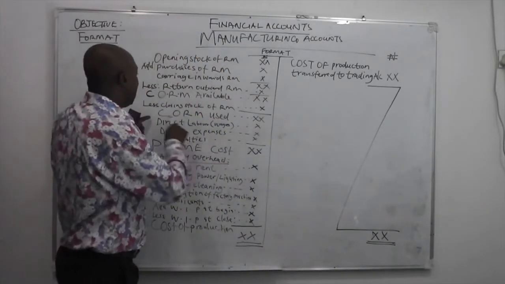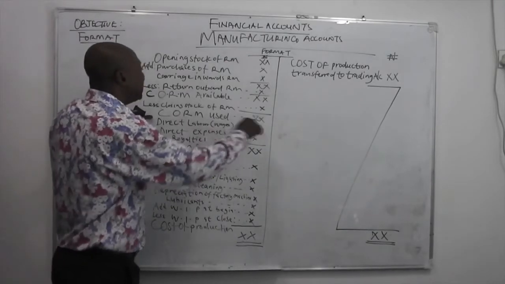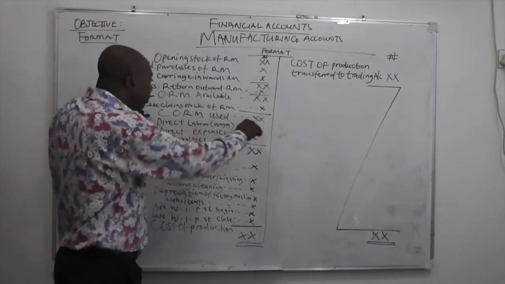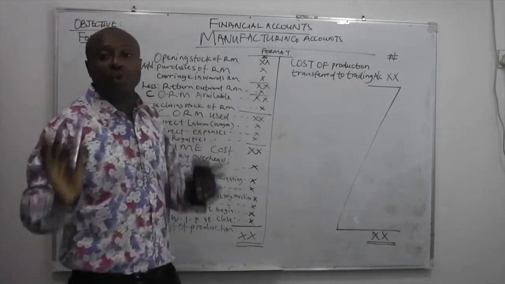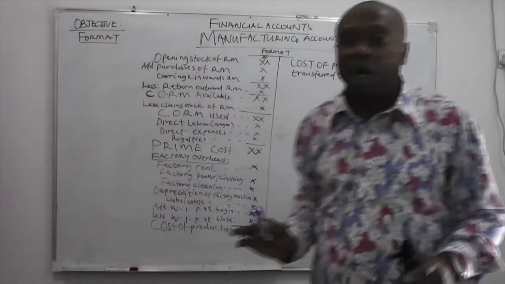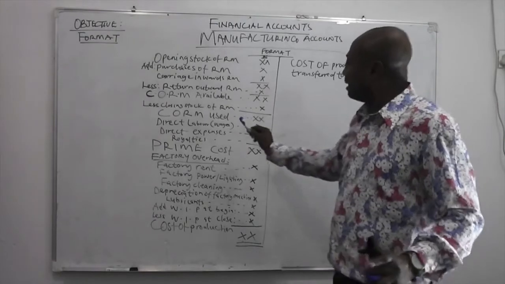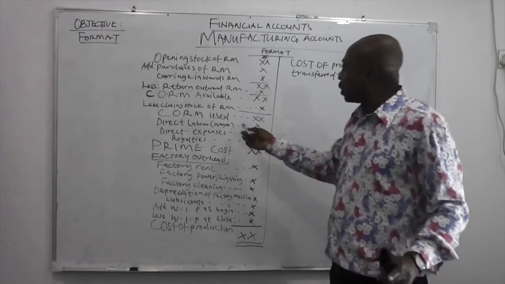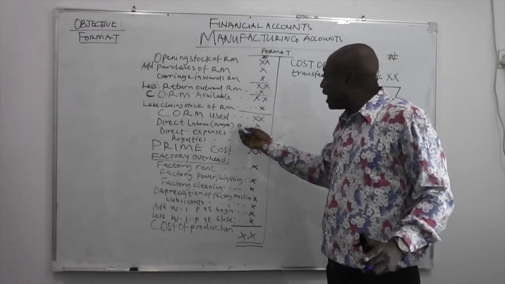Now, the next thing, now we have our direct material. This figure represents the direct material you have used in that period. Okay. Now we come to the next important detail under the prime cost.